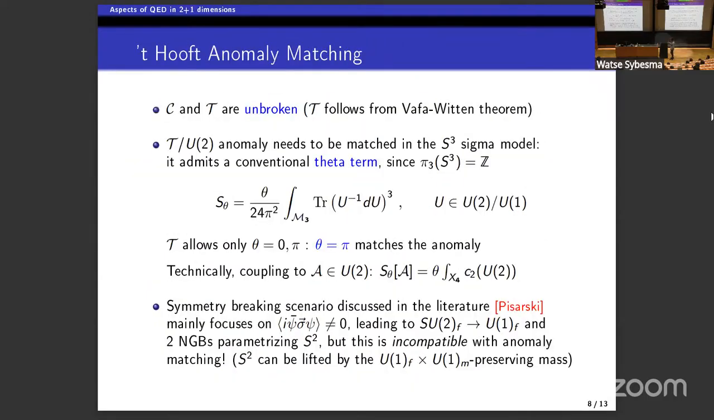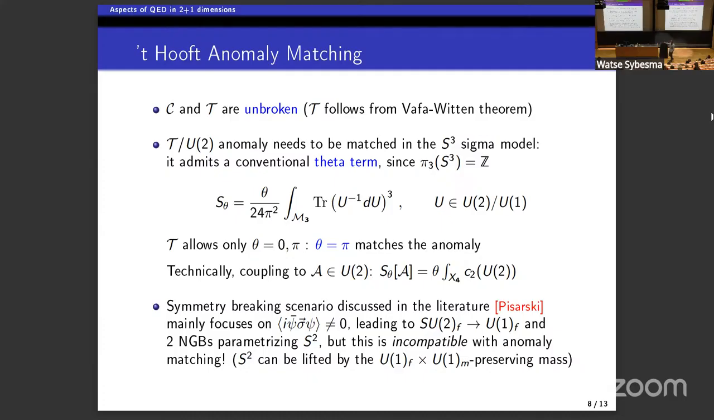And another important point is that both charge conjugation and time reversal are unbroken. You can actually prove that T is unbroken due to the Vafa-Witten theorem. And then, as I said at the beginning, there is a mixed anomaly between time reversal and U2, and this needs to be matched in the sigma model. This is possible because the third homotopy group of S3 is Z, and this means that the sigma model admits a conventional theta term that you can write in this way, where U is the pion matrix.